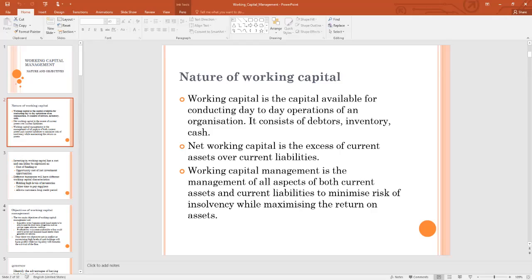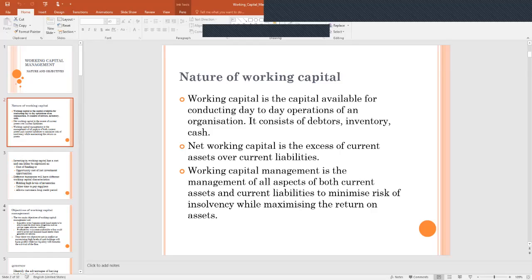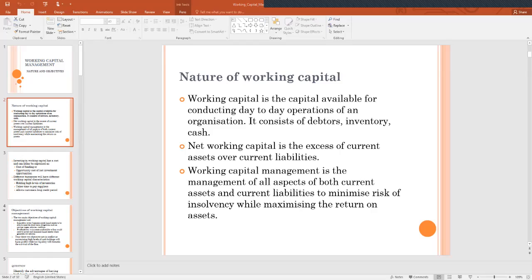At the end of the day, you can make profit from your investment. At the same time, you remain liquid, so that you can pay for the obligations as and when they fall due. Okay, that's on the working capital. So don't forget those two objectives: to make profit as well as to remain liquid.